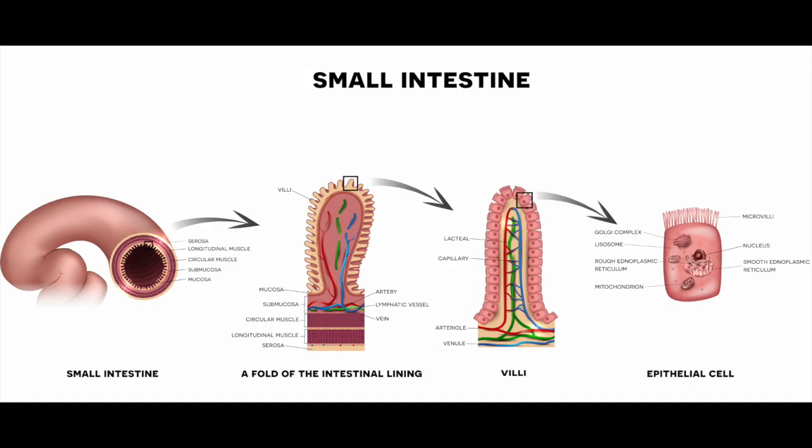It has this because of the way that its cells are shaped, and on its cells it has these hair-like projections called microvilli, and that really increases the surface area of the small intestine so that it can absorb absolutely as much as possible.